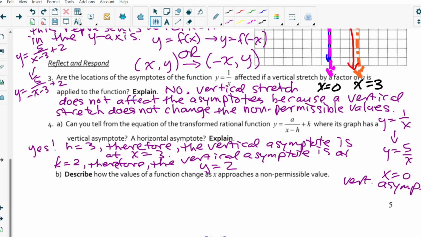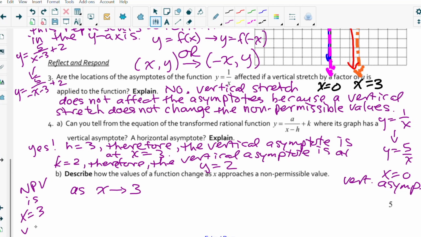Okay. 4b, last part here. Describe how the values of a function change as x approaches a non-permissible value. So as x approaches 3, our non-permissible value here is x equals 3 because I have my vertical asymptote. So x does not equal 3 because my vertical asymptote is at x equals 3. So as x approaches 3, the absolute value of y approaches infinity.